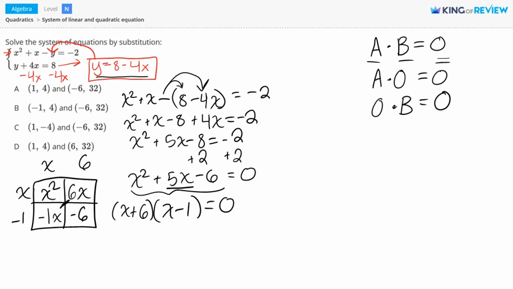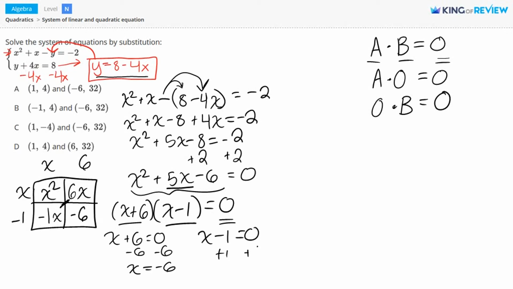So applying this to our problem, if I set either of these two terms equal to 0, I'll get this 0 for the answer. So let's do that. Let's set each of those terms equal to 0. We have x plus 6 equals 0, and x minus 1 equals 0. Solving for x, I'll subtract a 6 on both sides, so I have x equals -6. And adding a 1 on both sides here, I get x equals 1. So I have two x values here.